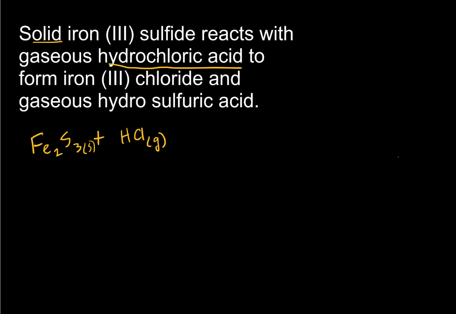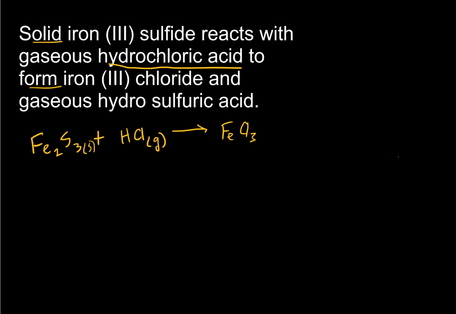And then it forms. So when we see that word forms, that means that this reaction is happening and it's going to form whatever products we have. And so we put a little arrow where we see form. And then we have iron 3 chloride. And again, if this doesn't make sense, come talk to me on how to write iron 3 chloride.